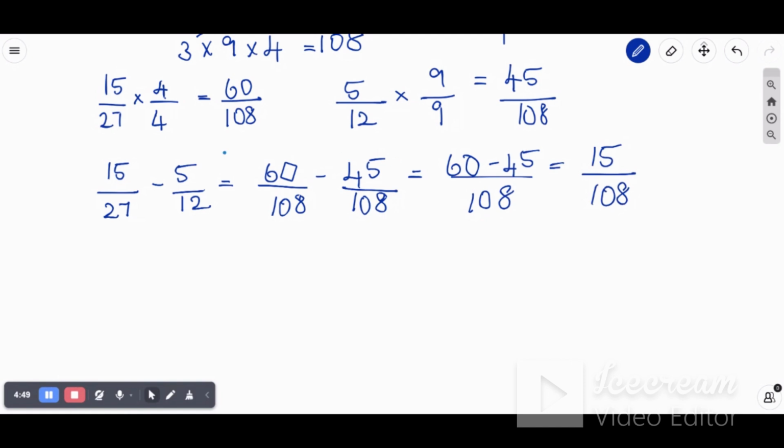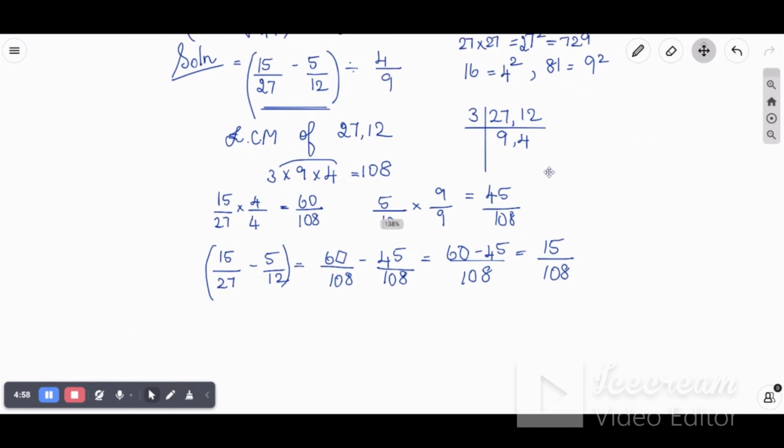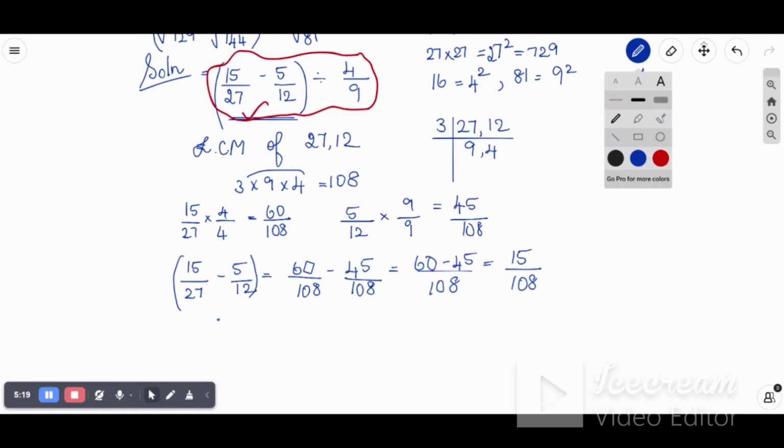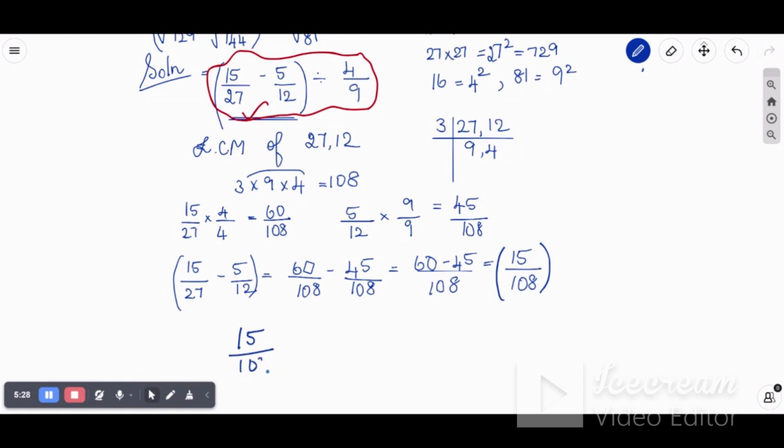So now if you could see, we are done with the first half part of the question, and the second part is we have to divide by 4 by 9. Hope you are clear what we are doing. First we simplified, and this is the step we were stuck on, and then we did the bracket part and we have to divide by 4 by 9. So let us do the next part. The next part will be this entire stuff, which is 15 by 108, and we have to divide by 4 by 9.